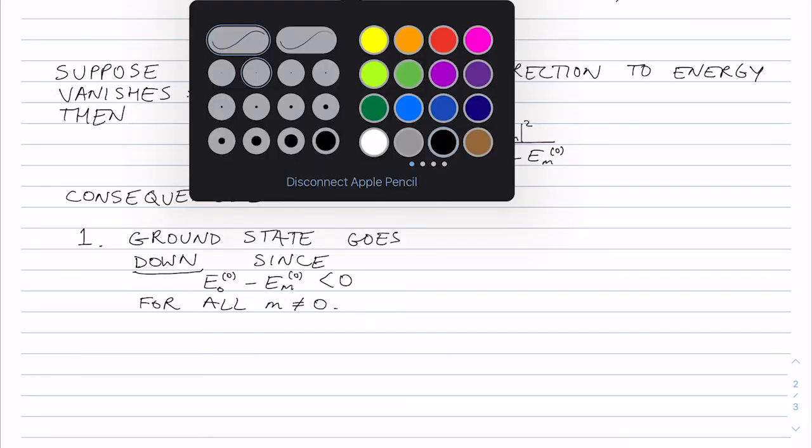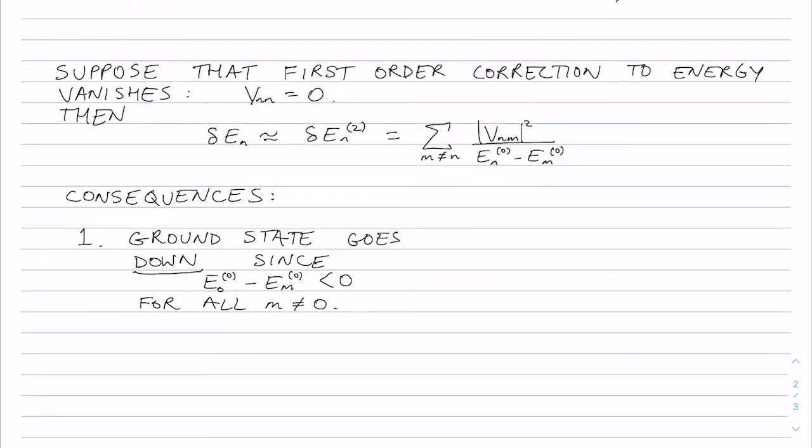main one, and that means that the ground state goes down. So in other words, you have E0, this is H0, and then after you apply the perturbation, it goes down.